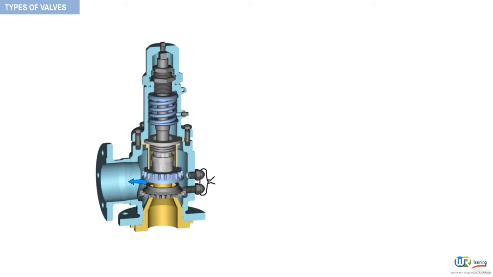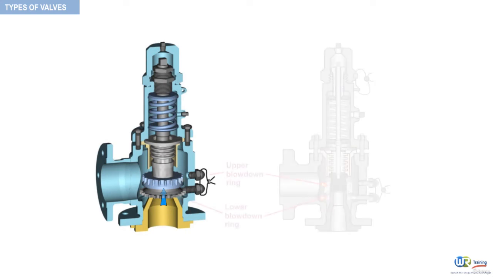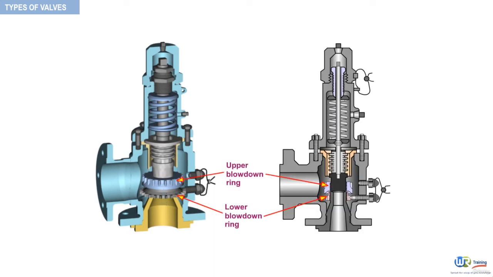Once the normal operating condition is achieved, the valve is expected to close again. But since a large area of the disc is exposed to the fluid, the valve closes only when the pressure drops below the set pressure. This difference between the receding pressure and the set pressure is known as blowdown and is usually expressed as a percentage of the set pressure.